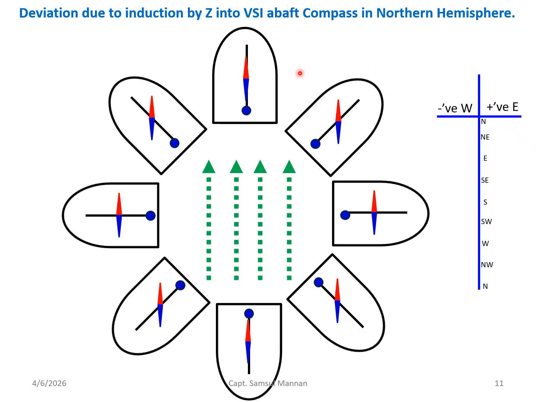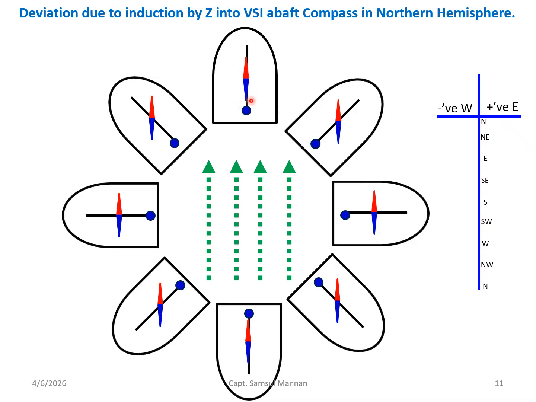So if the vessel is on the northern hemisphere, we know that we'll have a blue pole at the astern and above the compass, right? So in that case, what will happen? This blue pole will have an impact on our compass needle and it will act in the forward direction, right?